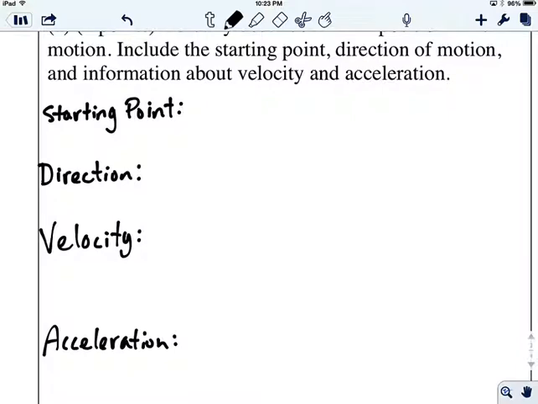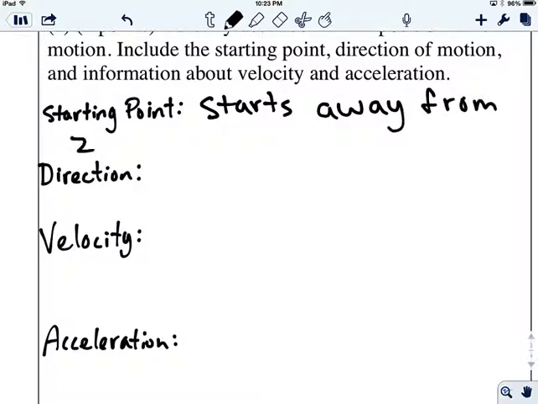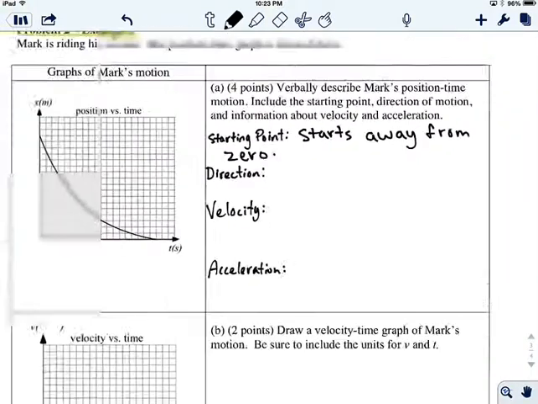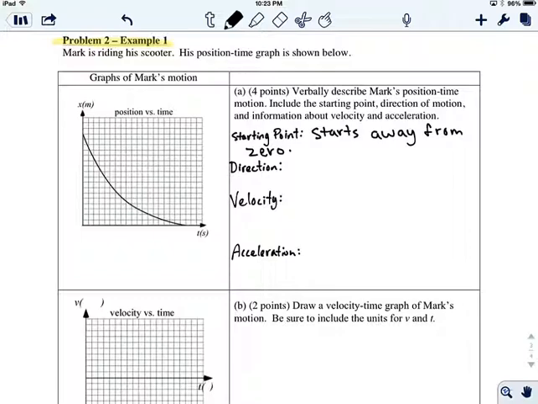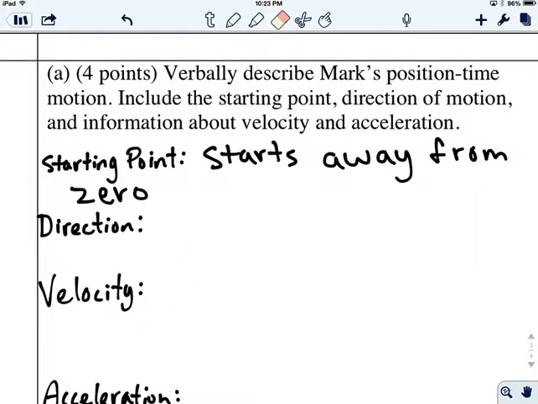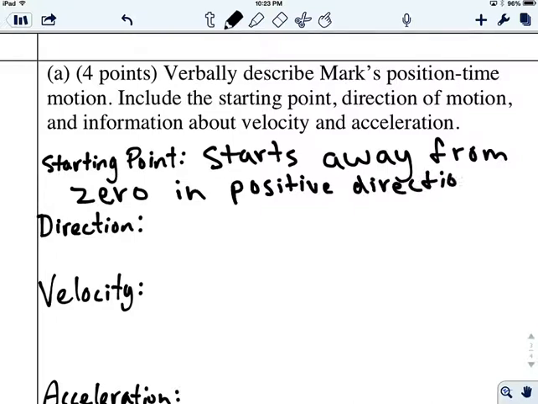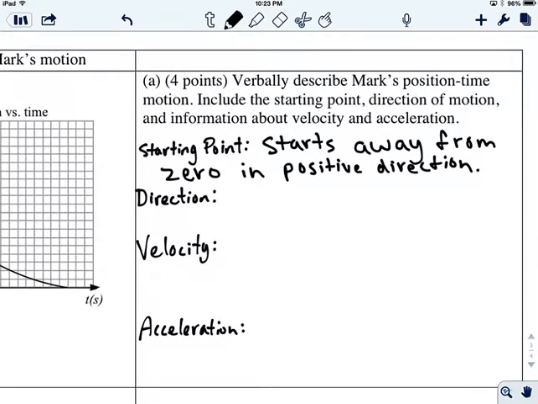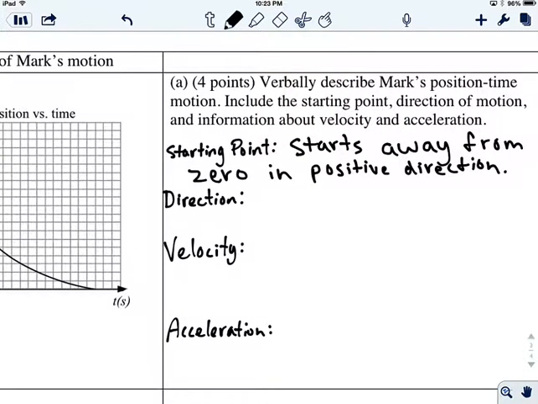Let's just say that the starting point is, well, I don't like to say that. Let's say it starts away from 0. So when I say starting point, it starts away from 0. And let's say this too: it starts away from 0 in the positive direction. There we go. Starts away from 0 in positive direction. Sorry about the handwriting. Okay, so I've got that marked off, starting point.